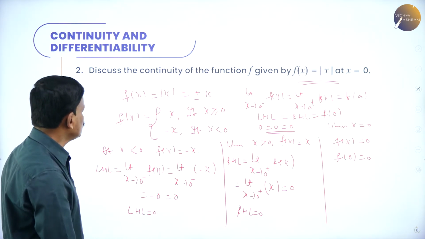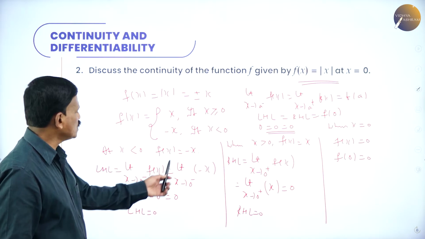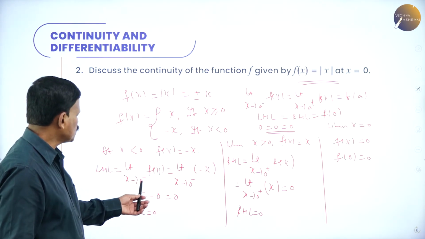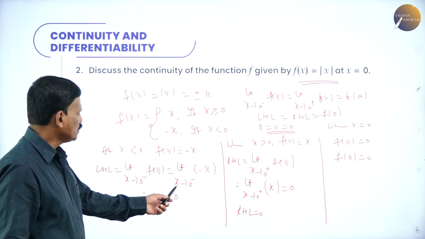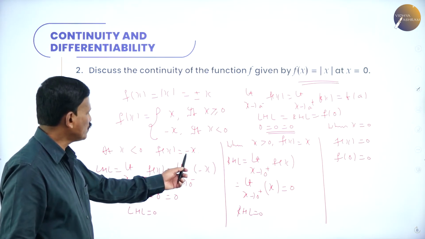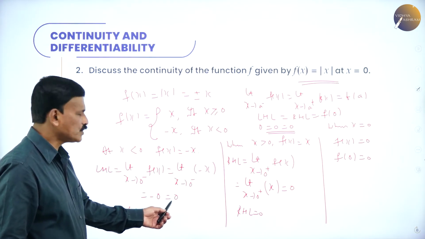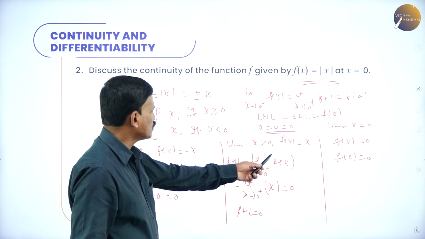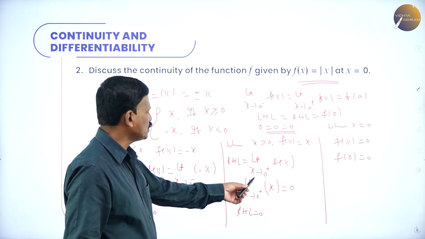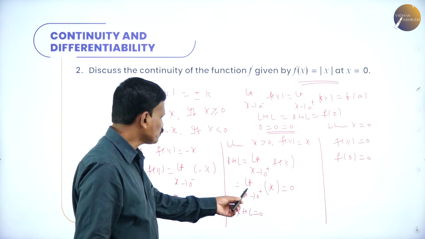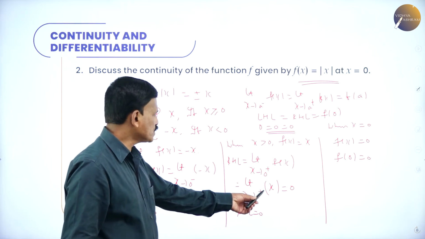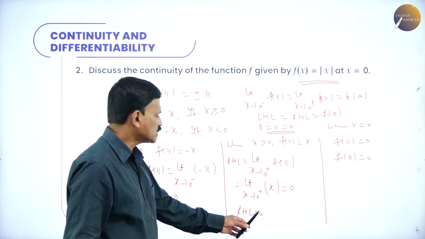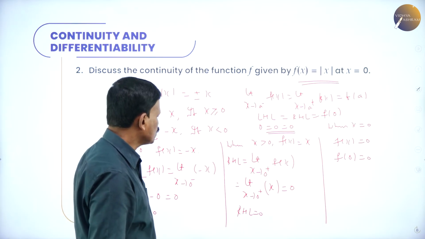When x is less than 0, f of x is equal to minus x. So the left hand limit, limit x tends to 0 minus of f of x, is minus x, minus 0, that is nothing but 0. When x is greater than 0, f of x is equal to x. The right hand limit, limit x tends to 0 plus f of x, is equal to 0. Right hand limit is also equal to 0.